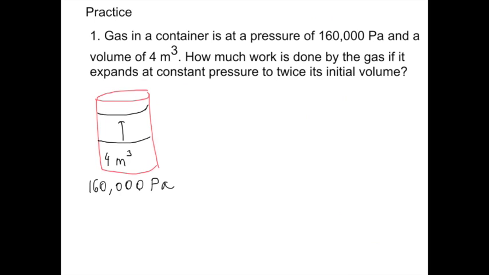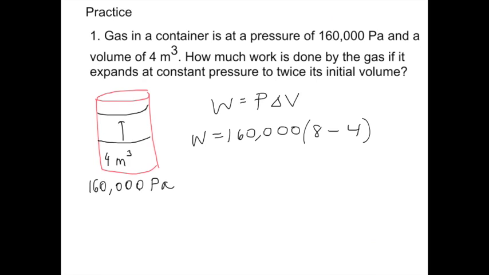Number 1. Gas in a container is at a pressure of 160,000 pascals and a volume of 4 meters cubed. How much work is done by the gas if it expands at constant pressure to twice its initial volume? Okay, so we have our equation that I introduced where work equals pressure times the change in volume. We know that the pressure of the system is 160,000 pascals. Then we're looking for change in volume. Well, it starts out at 4 meters cubed, and then it says that it expands to twice its initial volume. That means that the gas ends up at 8 meters cubed, and its initial volume was 4 meters cubed.